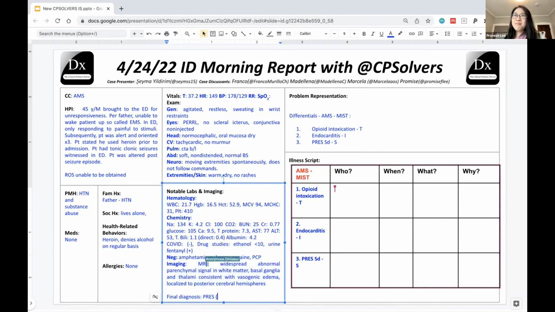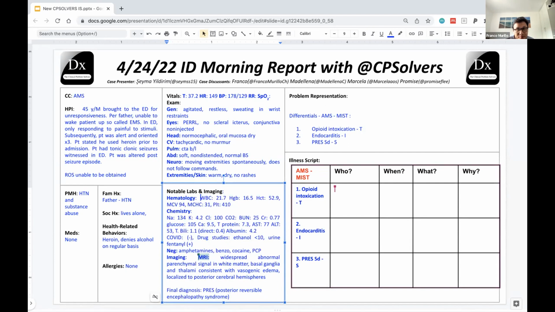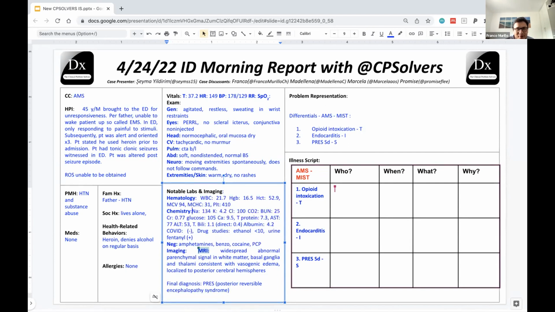Thank you so much. Well, I couldn't agree more with you, Promise. We kind of framed the case from the beginning with the MIST mnemonic. We came along with many diagnoses, and a lot of the tests came back negative. So I think this is a good case that will help us describe the teaching points about the whole illness script. So it was PRES all the way down. So we are going to the teaching points right now.